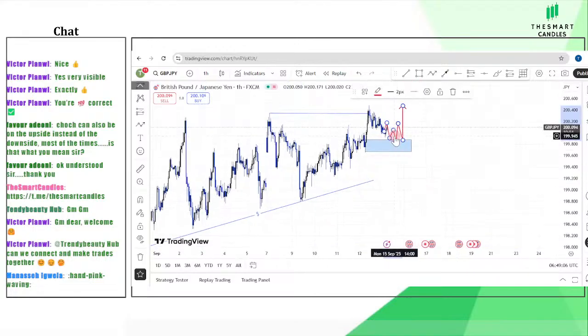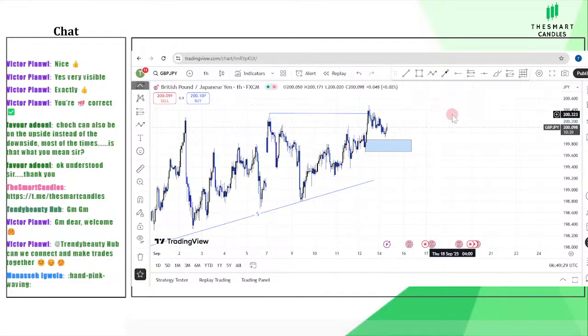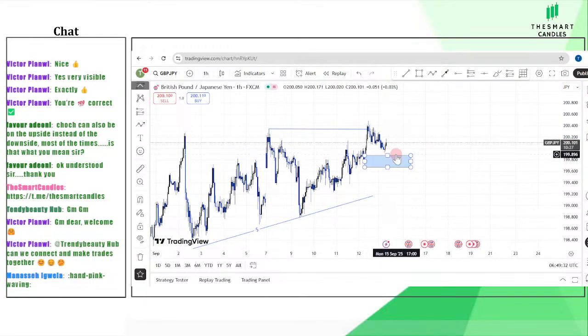I want to see the market come back to give us entry confirmation on the smaller time frame at this point, and having entry confirmation on the smaller time frame, I think that will give us a better trade bias for GBP JPY. So what are we going to be looking out for on GBP JPY? Let's say we are going in with an aggressive entry, already I have this as my inducement.